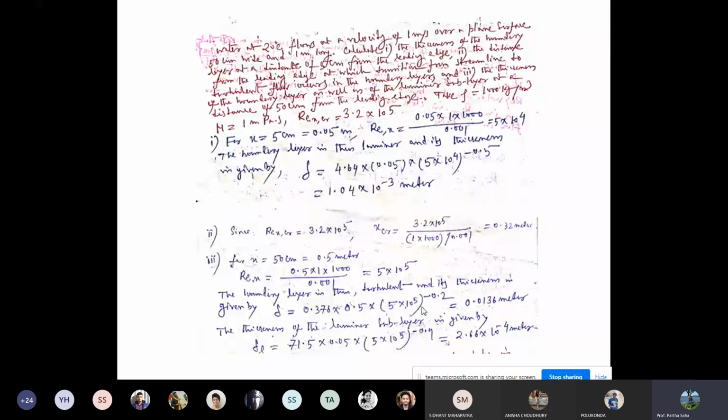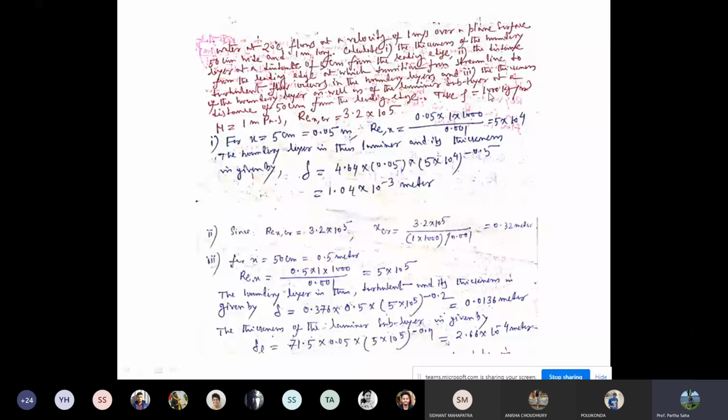Density is given 1000 kg per meter cube, mu given 1 millipascal second. Crossover, that is Rex, CR, is actually crossover. Crossover means where laminar to transition flow occurs, and it is given by 3.2 into 10 to the power 5. So this CR stands for crossover. Always remember that. For x given 5 centimeter, 0.05 meter, you calculate Reynolds number, 5 into 10 to the power 4. This is laminar flow because 10 to the power 4 is laminar flow for a flat plate.